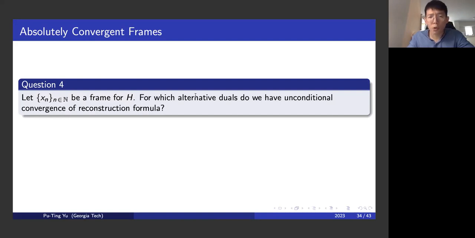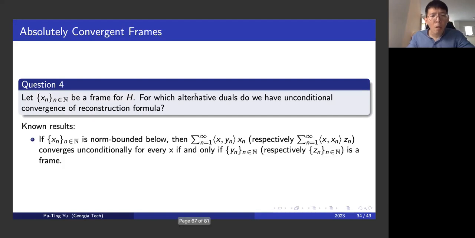So here's a known result. What we know is that if Xn is a frame that is non-bounded below, then the infinite sum of Xn multiplied by the inner product of x and Yn converges unconditionally for every x in H if and only if Yn is a frame. And similarly, we have the same result for the synthesis dual. That being said, the only possibility for an alternative dual to be a good alternative dual is that it is an alternative dual frame.